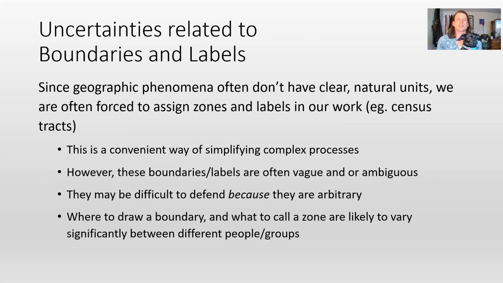One issue could be uncertainties related to boundaries or labels. Since geographic phenomena often don't have clear natural units, we're often forced to assign zones or labels to our work. So something like census tracts. This is a convenient way of simplifying a complex process. However, these boundaries and labels are often vague or ambiguous. They might be difficult to defend because they're arbitrary. And where to draw a boundary or what to call a zone is likely to vary significantly between people and groups. So Stats Canada has certain rules that they follow to delineate census tracts and census dissemination areas, but even the rules that they follow are quite arbitrary.